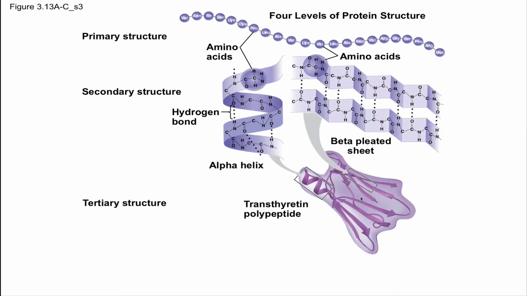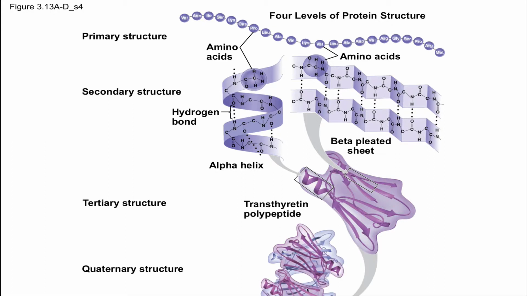The tertiary structure. If you look over here, the entire 3D shape of this protein is called the tertiary structure. So this is a picture showing you thyroxine. This protein here, there's transthyretin right over here.